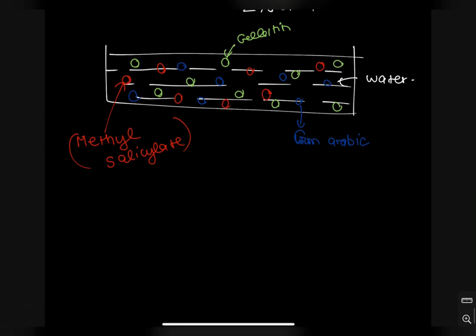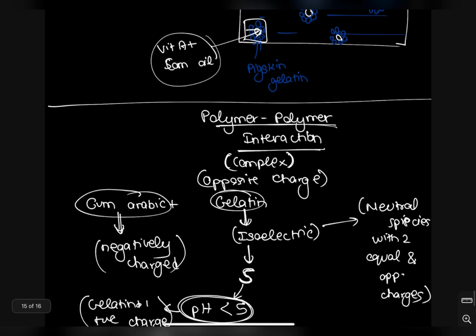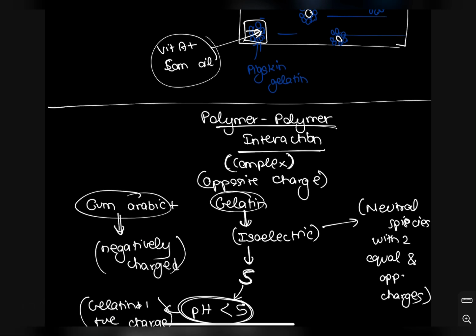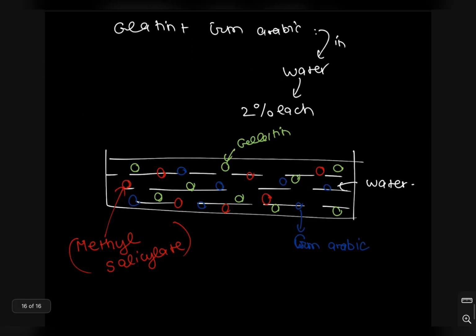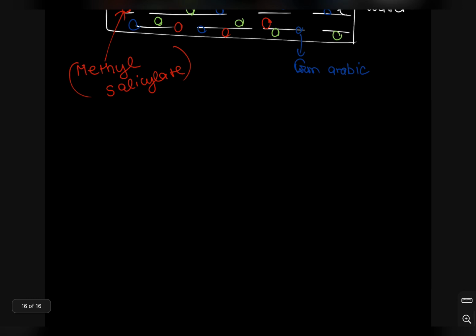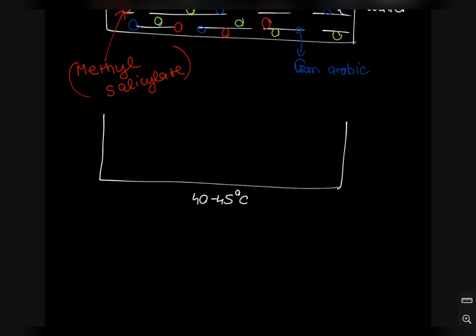Okay, so the thing is, in this polymer interaction type, we also have a component of temperature change. Okay, so usually just polymer interaction will not complete the microencapsulation. We have to have a component of temperature change in this as well. Okay, so we heat it. We heat this entire solution to around 40 to 45 degrees Celsius, and we have it at a 4.5 pH, which is below the isoelectric point of gelatin.